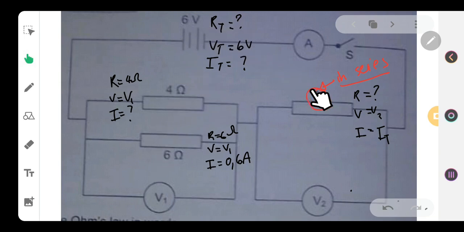So I should be able to see this on your circuit diagram, because if you have indicated on your circuit diagram your potential difference, your resistance, and your current for each resistor, you will never make the mistake of using the wrong potential difference value. Alright, are we clear? So just try that on your own.